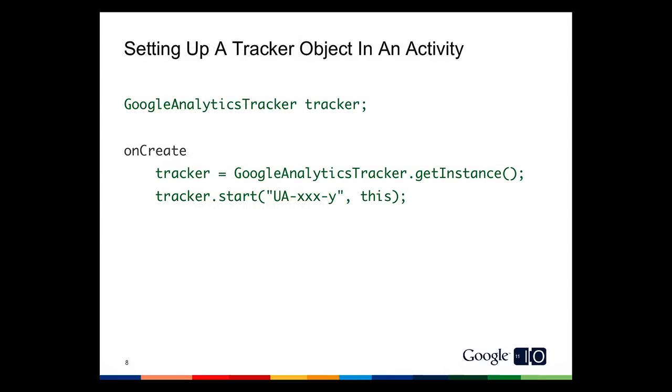Now, on the code side, we also made it really easy. The library provides a Google Analytics Tracker class. And in the onCreate method within your activity, you grab an instance of that class, which is returned as a singleton, and you call start. And you pass it your account ID and the context. And the account ID is common to what you normally see in the Google Analytics JavaScript interface.